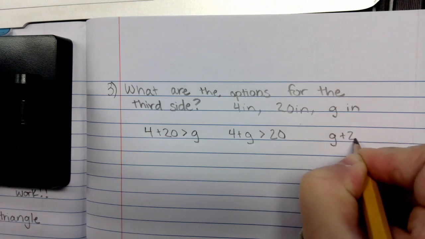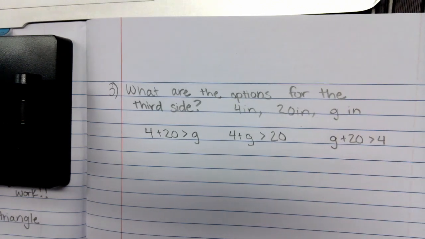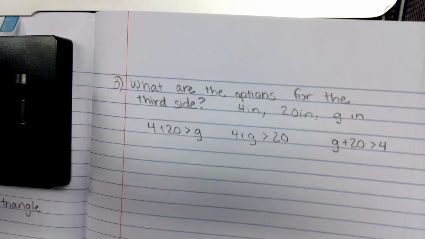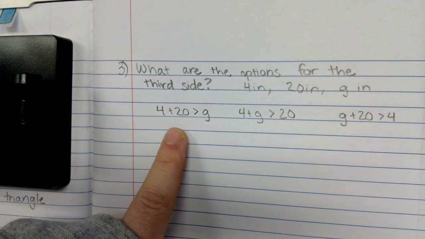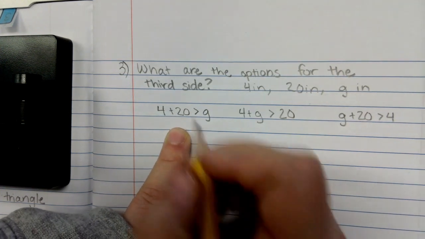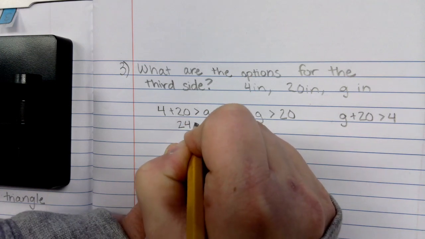So in this first one, what's 4 plus 20? 24. So 24 is going to have to be the biggest number. G can't actually be 24, but G has to be less than 24. 24 is the biggest number we have. G would have to be smaller than that.